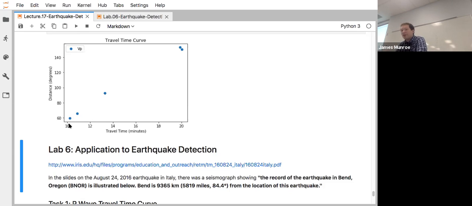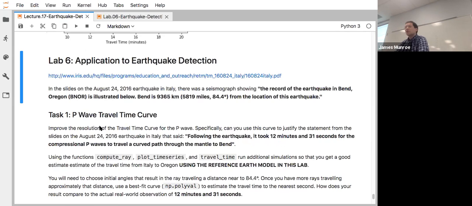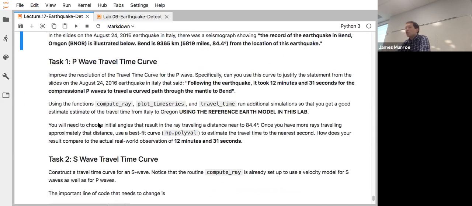And then if we really want to be fancy, we can interpolate the whole thing. Maybe we won't be that fancy, but we want to figure out what points would go right here and come up with our estimate of how many minutes it will take. So here's the lab. I want to, using this one-dimensional reference Earth model, use the functions compute ray, plot time series, and travel time to estimate what it is.